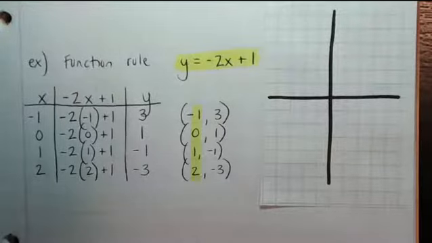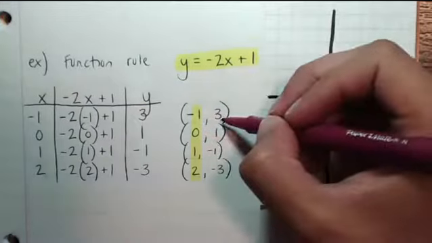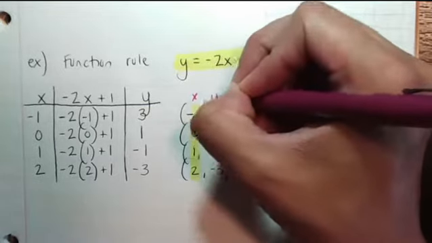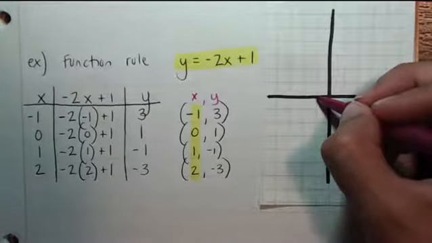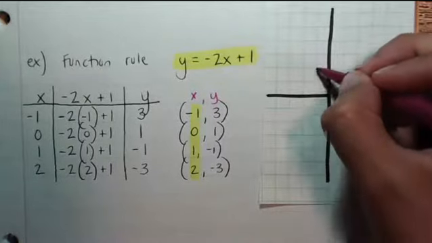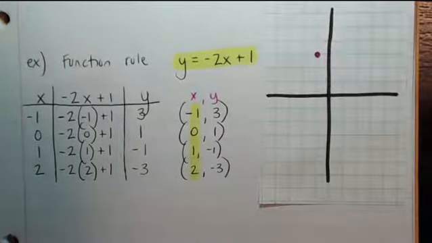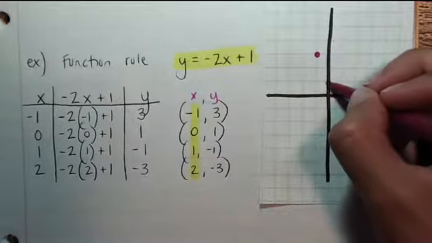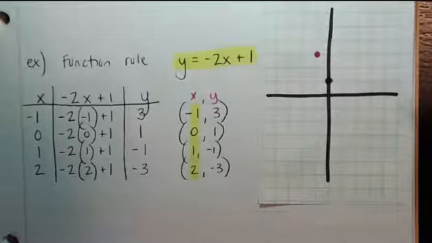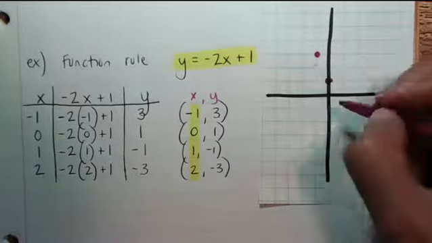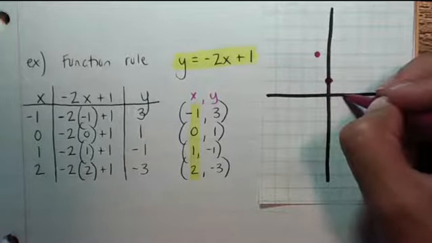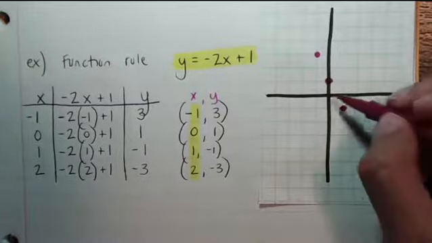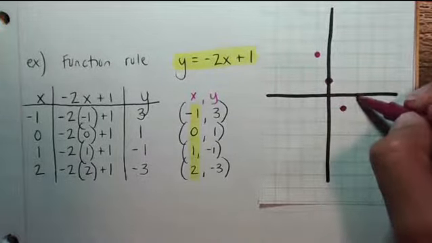So the first point that I have is negative 1, 3. So again, this is our x, and this is our y. On the x-axis, I'm going over to negative 1, and then I'm going up 3: 1, 2, 3. This is the first point. Second point, x-axis is 0. Then I'm going up 1. It's my y-intercept right there. Next point is over to the positive 1 on the x. Then I'm going down 1. And then over 2 on the x-axis, down 3.